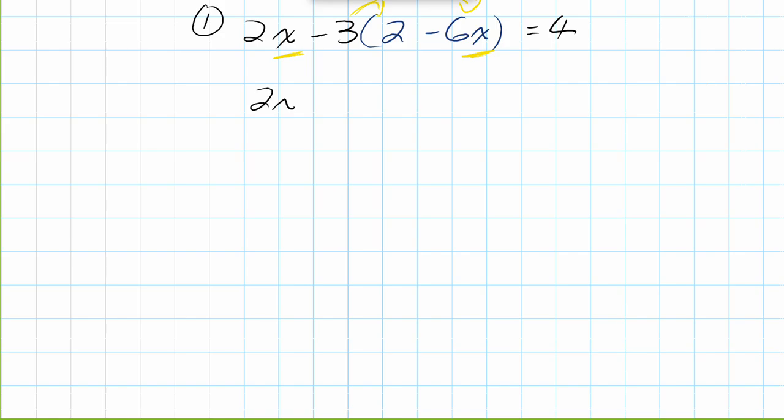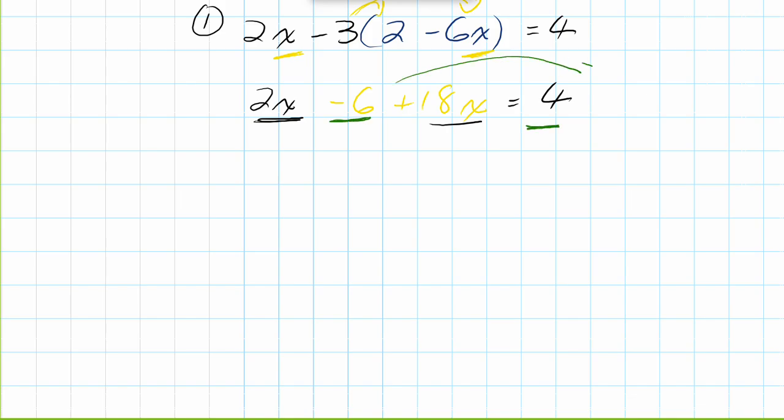So I go 2x. When I distribute that negative 3, that's going to become negative 6. And negative 3 times negative 6x will become positive 18x. Just put them in yellow to show that things have changed. Okay. From there, we want to collect our like terms. So these x's are like terms, and these constants are like terms.